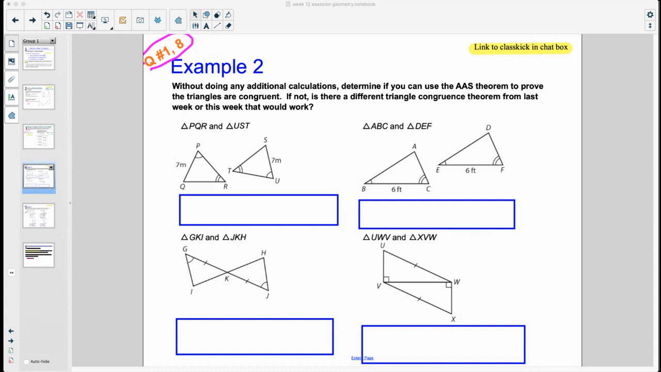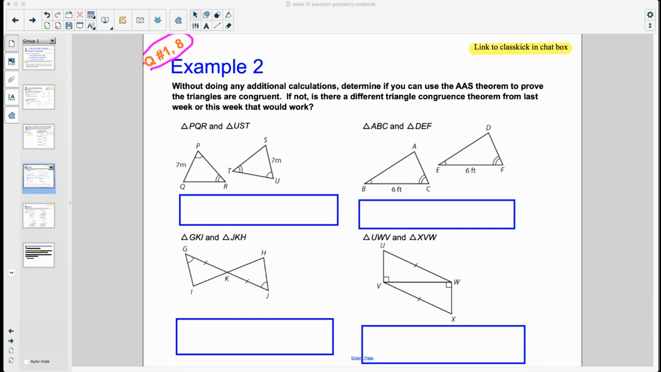All right, so I'm going to go ahead and get started, guys. Let's talk through this. If you want to just pause where you're at, let's look at the first one. So take a look. Notice you have two pairs of angles and you have a non-included side, meaning the side is not in between the two angles. So this one would work.